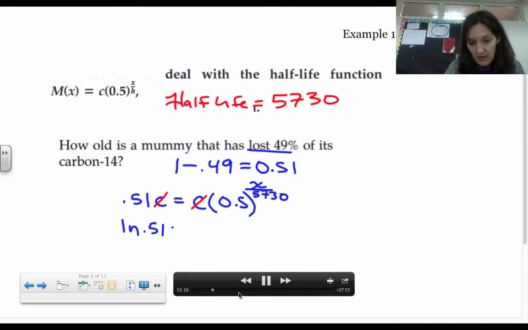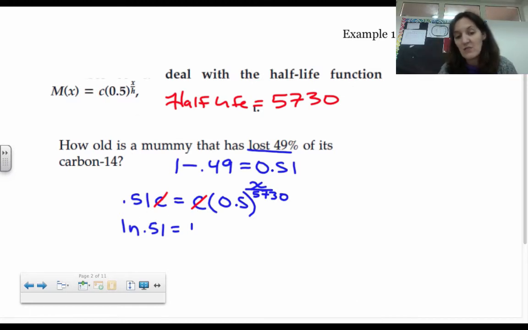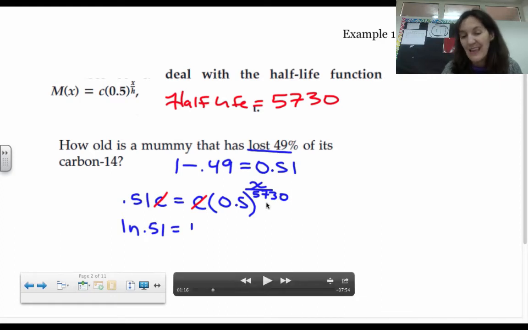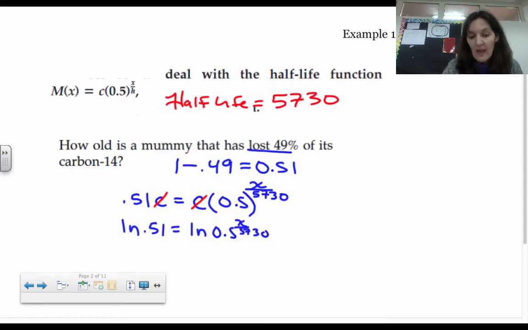Now, I need to get the x out of the exponent, so I'm going to take the natural log of both sides because I'm trying to get the x out of the exponent. Anytime you have an x in the exponent, the best thing to do is to introduce logs right away so you can get it out of the exponent. So I take the natural log of both sides. Then I can move my x out of my exponent.